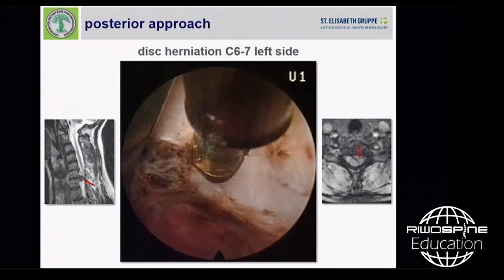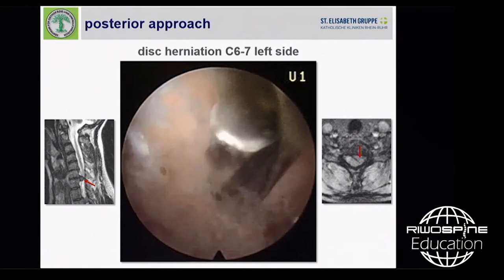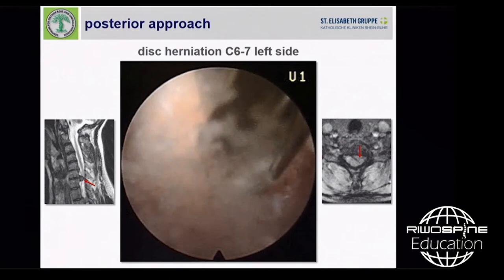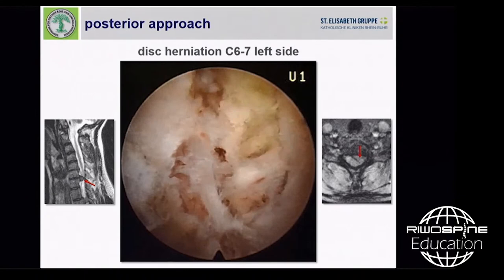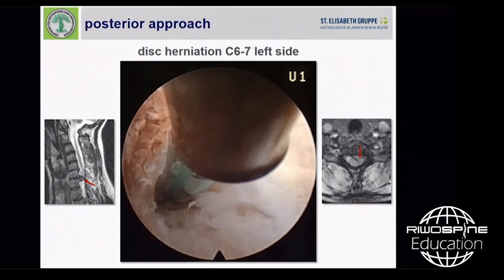Other example, C6-7 on the left side. That means, again, left side is cranial, right side is caudal. Descending facet, ascending facet, and the flavum ligament here in this triangle. Again, starting with bone work at the descending facet and cranial lamina. Step by step, you resect bone, and the flavum ligament again stays intact as long as possible.